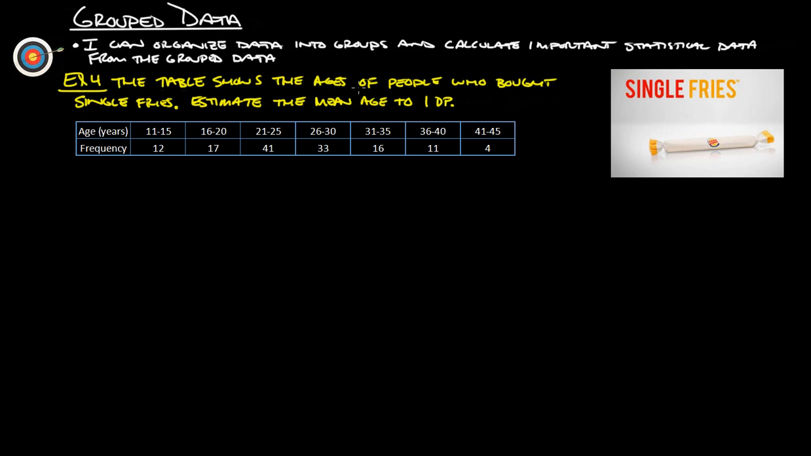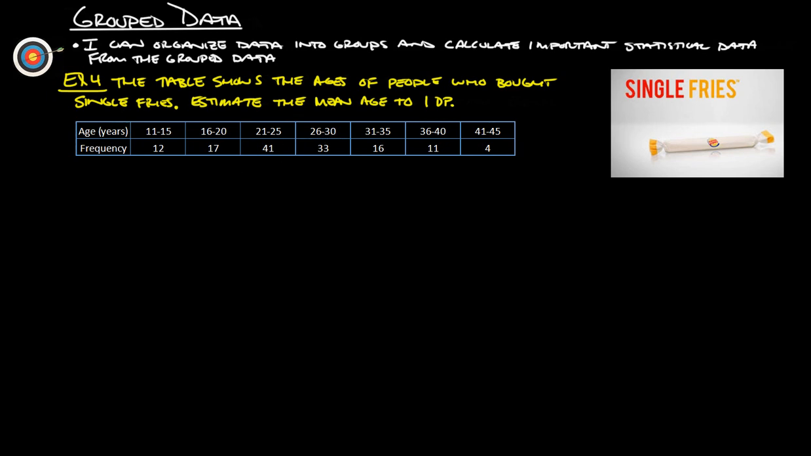Example 4. The table shows the ages of people who bought single fries from Burger King. Estimate the mean age to one decimal place. Okay, so mean is the average, right? Now it's a little different because we have a range of ages in here.